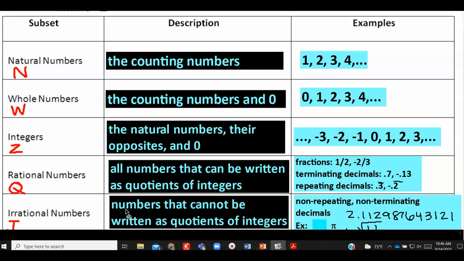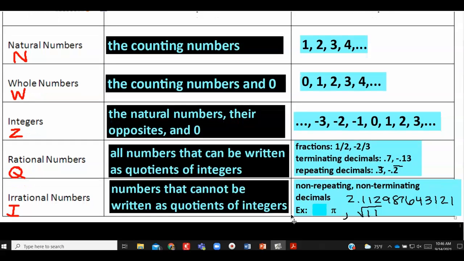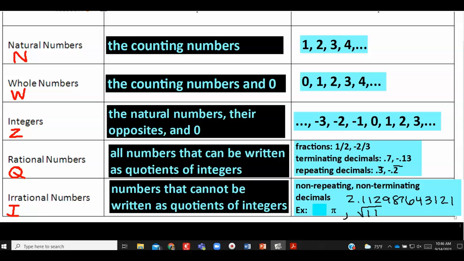And then if a number is not rational, it's irrational. And those are numbers that cannot be written as a quotient of integers. These are your non-repeating, non-terminating decimals, or your irrational numbers like pi, or square roots of non-perfect squares.